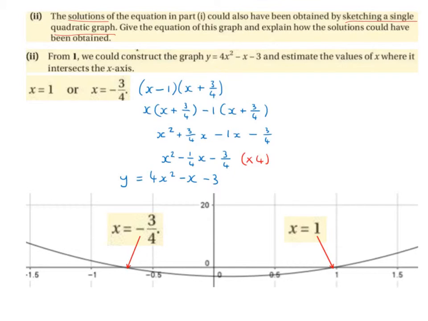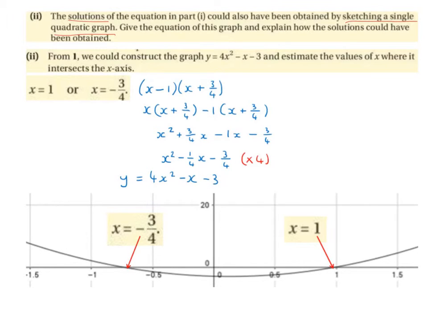So where did this y equals 4x squared minus x minus 3 come from? Well, we got our x values to equal 1 and minus 3/4. So our factors were x minus 1 multiplied by x plus 3/4. So multiplying out these brackets: x by x is x squared, x by 3/4 is 3/4 x, minus 1 by x is minus 1x, minus 1 by 3/4 is minus 3/4.